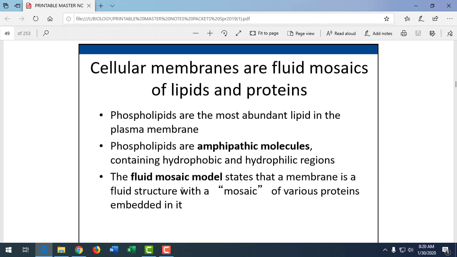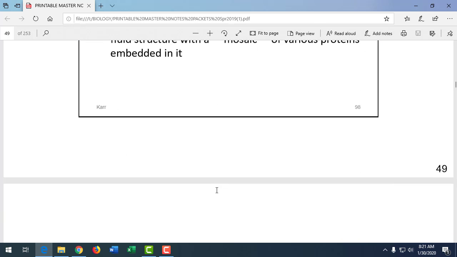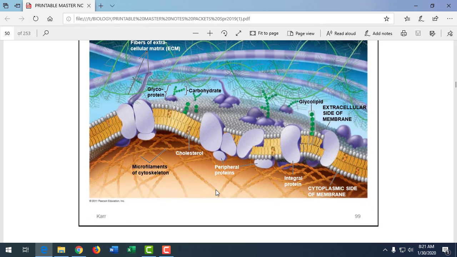And a mosaic, if you think of art, it's like the little tiles, and they're kind of carefully placed, and it gives you this really pretty kind of design using lots of different things or arrangements of those tiles. So this is like a mosaic. When I look at the surface of the plasma membrane, there's lots of different things embedded in it. It has a unique structure.